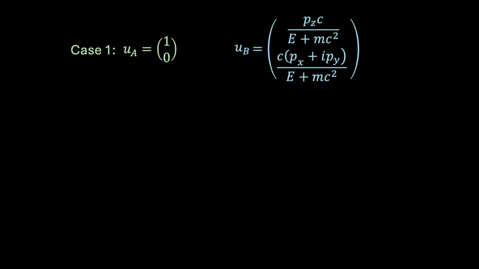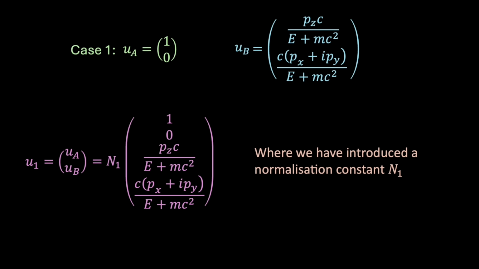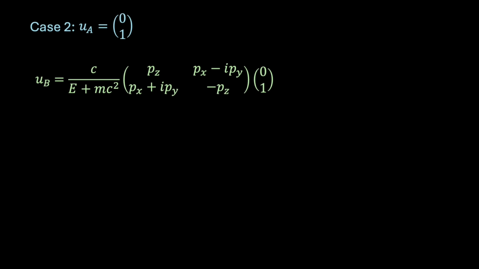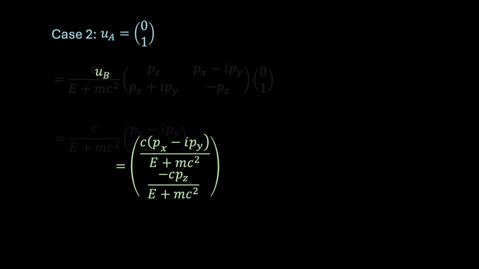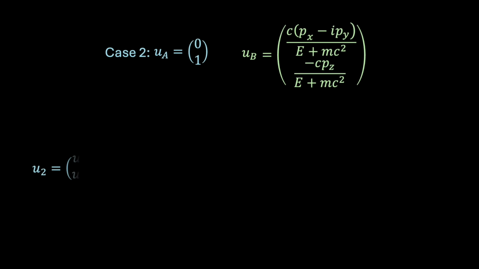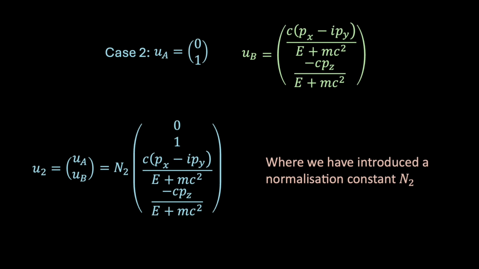If we then combine the expressions for UA and UB in case 1 and label this solution U1, we find the following overall solution, where we have introduced a normalization constant n1. We can then repeat the same process for case 2, and if we sub in UA and perform the matrix multiplication and simplify, we arrive at the following result for UB. And so we can define the solution U2 corresponding to case 2, and we find the following result, where we have introduced a normalization constant n2.